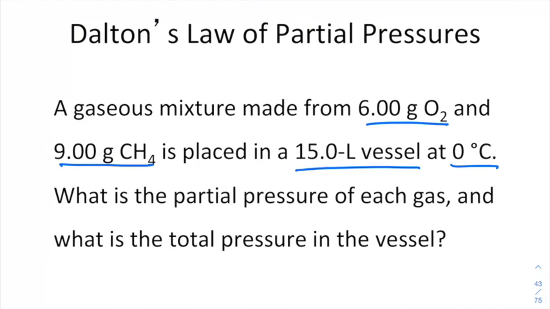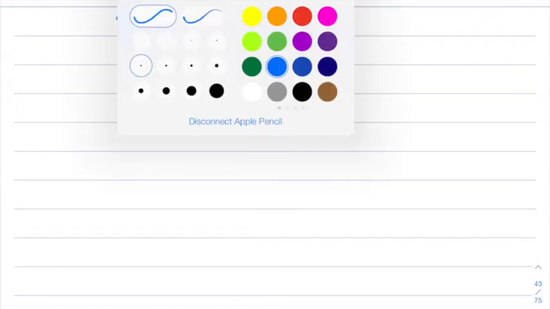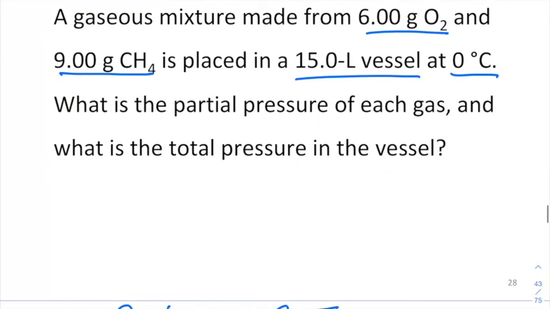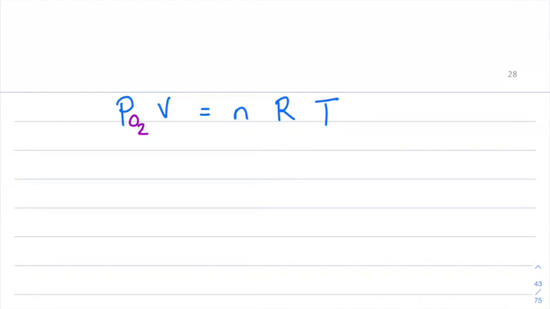So there is a way to change the ideal gas law to look at one gas specifically. So normally we've talked about PV equals nRT, and notice I'm spacing things out here. And normally we've talked about the entire mixture, but we don't have to. We can talk about one gas specifically. So let's say that we want to start with oxygen. There's no reason I could have started with CH4, but I just chose oxygen because it's listed first in the problem. Now what I'm going to do is I'm going to find the partial pressure of O2.